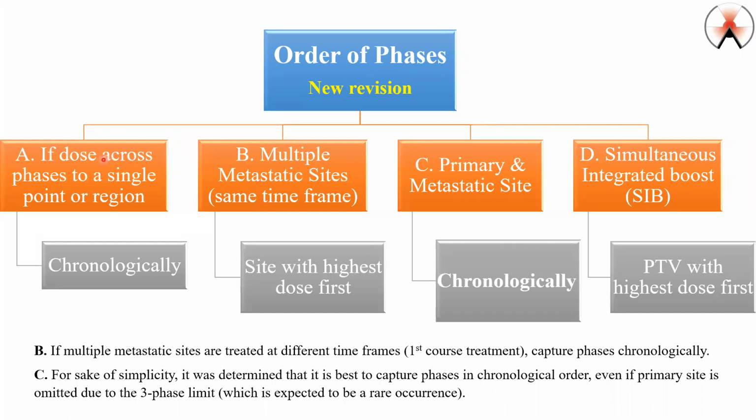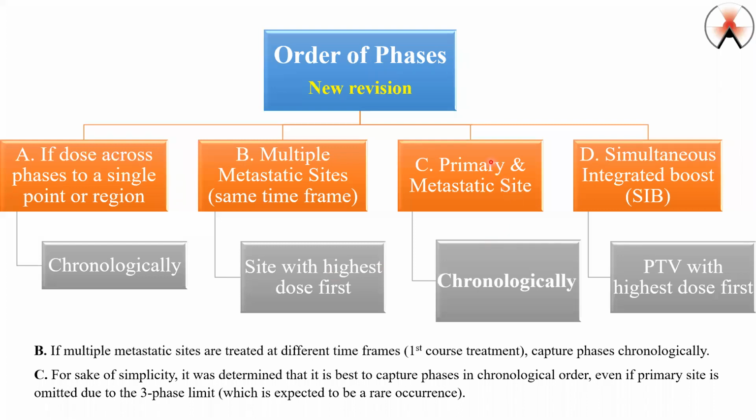within the breast. So if everything falls within that same volume, we can add, but in this case, we're talking about the order of phases. We just go by which happened first, and then just chronologically. If you have multiple sites, multiple metastatic sites, which can happen within the same time frame, then just put in the one that received the highest dose.